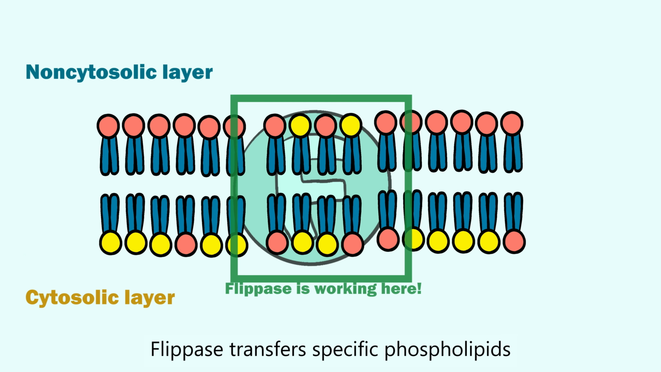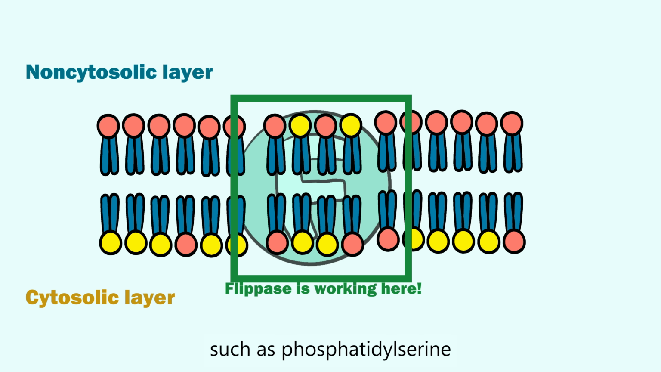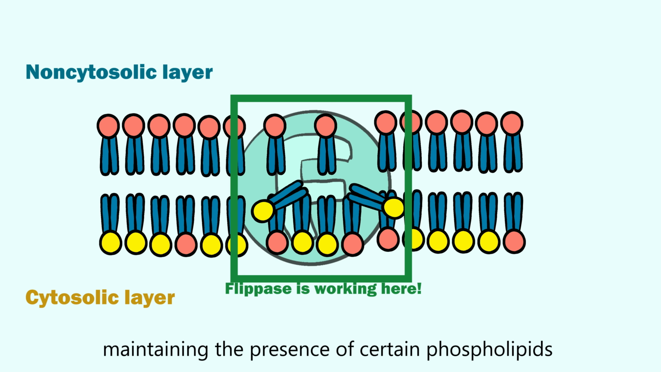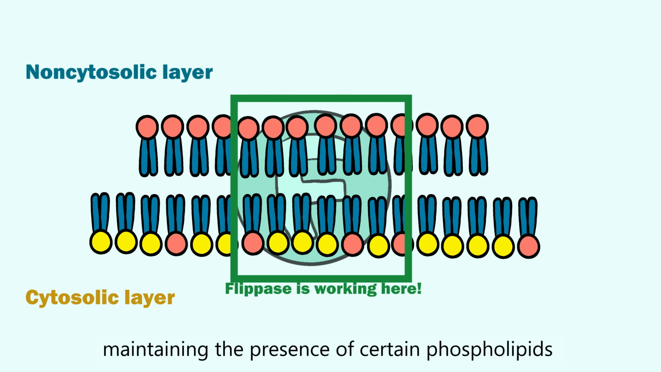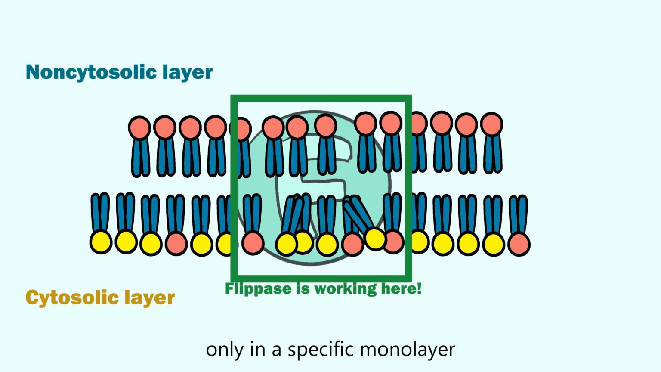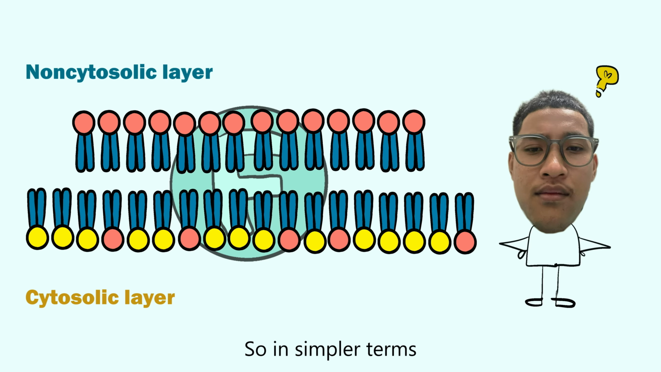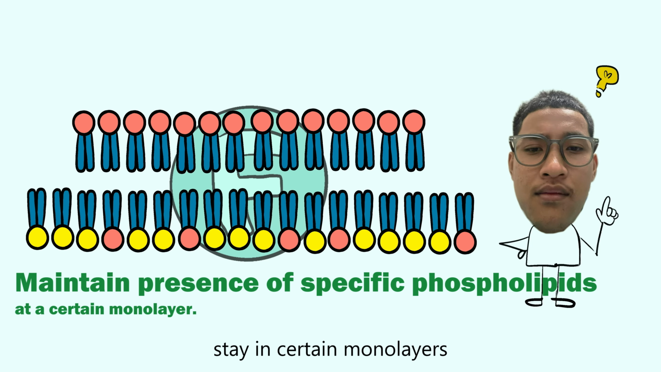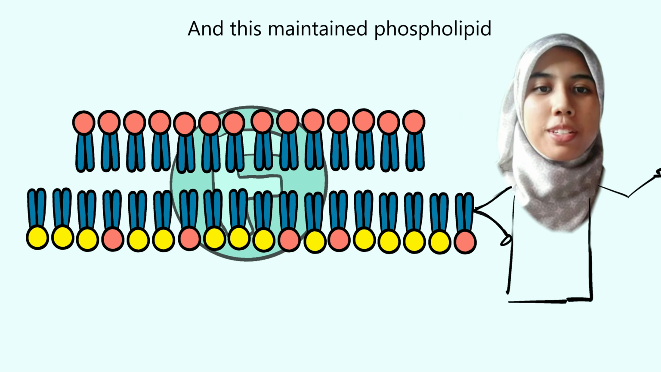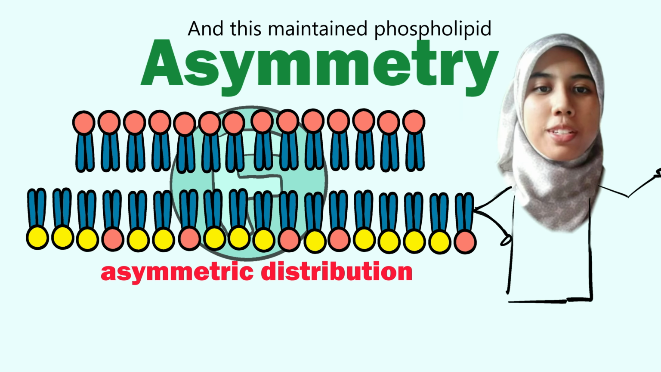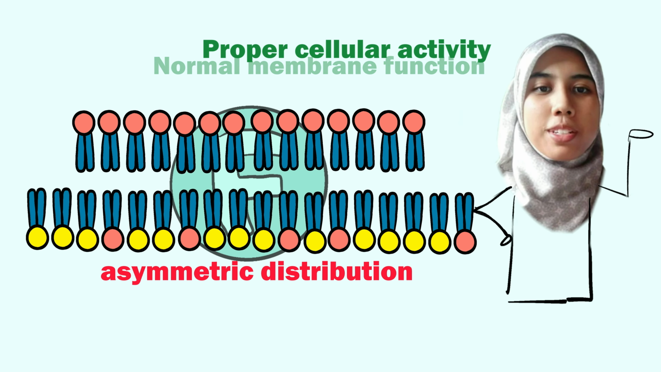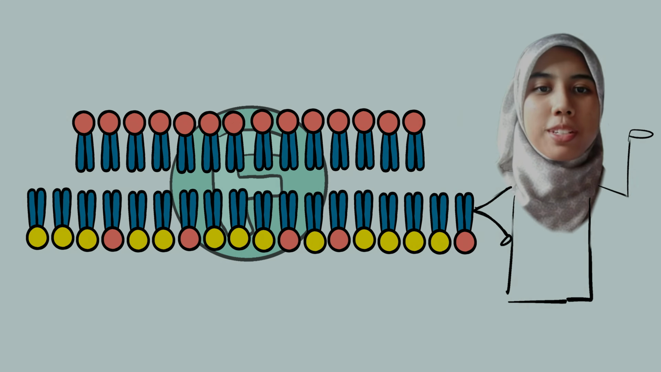Flippase transfers specific phospholipids, such as phosphatidylserine, to the cytosolic monolayer, maintaining the presence of certain phospholipids only in a specific monolayer. So, in simpler terms, Flippase makes sure certain phospholipids stay in certain monolayers. Yes, and this maintained phospholipid asymmetry is essential for normal membrane function and proper cellular activity.